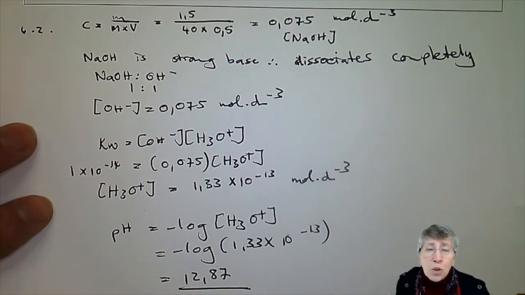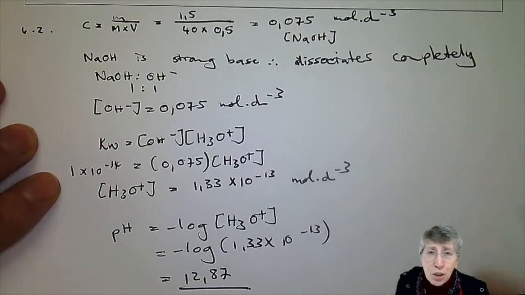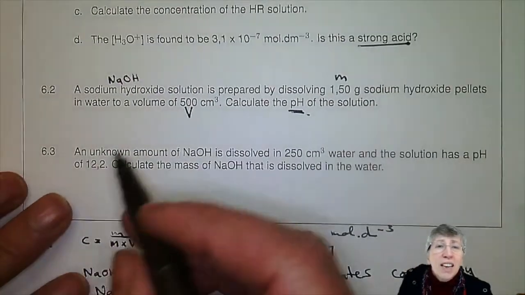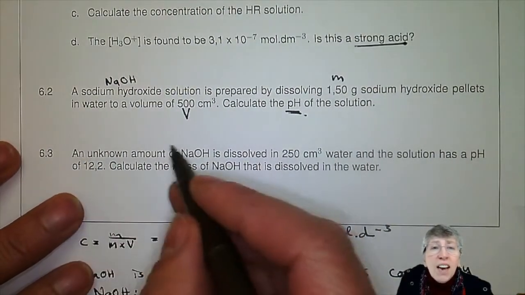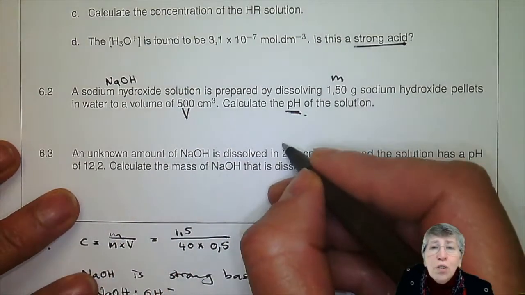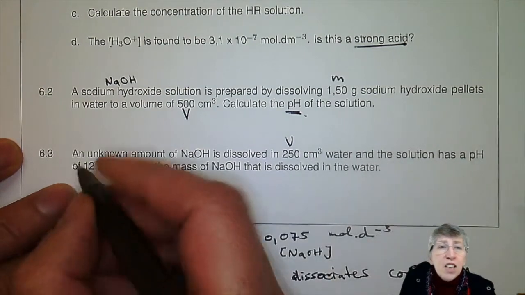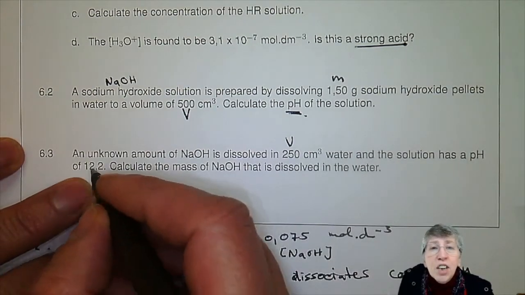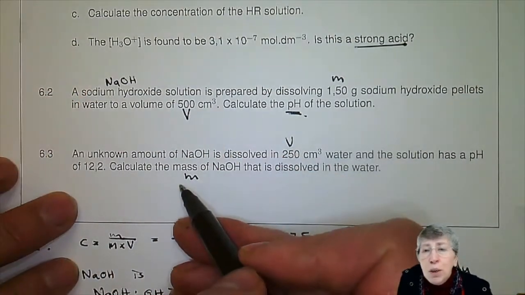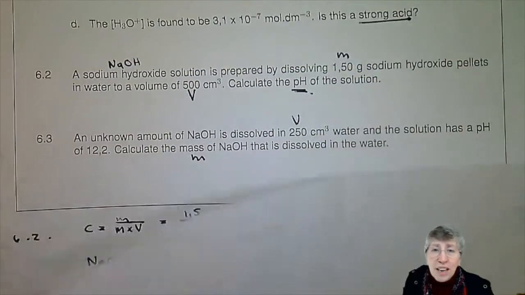Let's look at the next one. The next one is the other way around. I'll talk about pH and pOH soon, for guys who are going to try to use that. Right, next one, they ask us: an unknown amount of NaOH is dissolved in, so give us a volume, and the solution has a pH of that, so they give us pH. And then they ask us to calculate the mass. So we are actually doing what we did here, but the other way around. We're starting from pH, right?